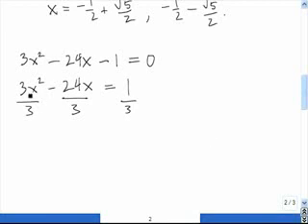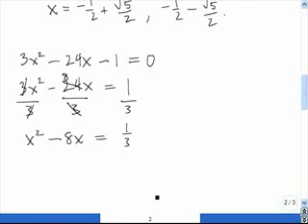And now we rewrite 3x squared divided by 3, the 3's cancel, and that leaves us with x squared. 24x divided by 3, that 3 cancels with the factor of 3 there, and leaves us with 8. So we have minus 8x equals 1/3. And now we're ready to complete the square as usual. So we'll begin by finding the missing term so that we have a perfect square trinomial on the left. Remember, we want to write it as x plus something squared or x minus something squared. That's the technique of completing the square.